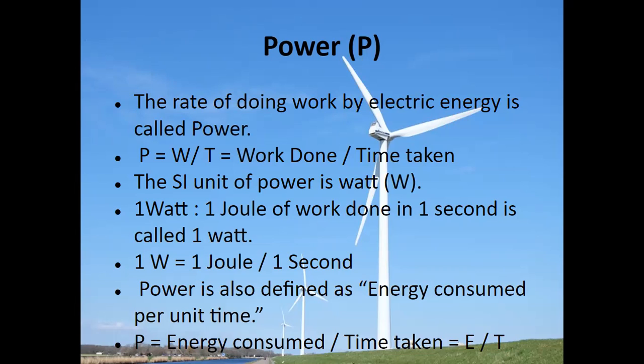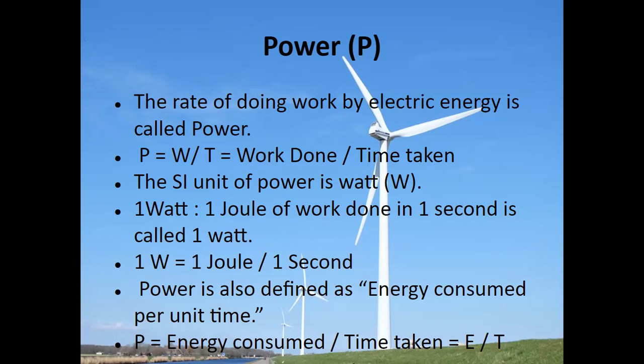Electric energy is doing the work here. Power means nothing but the work done by the electric energy. That's why we are taking work done. Power is equal to work done divided by time taken. The SI unit of power is watt. Watt is denoted by capital letter W. Then what does 1 watt mean?